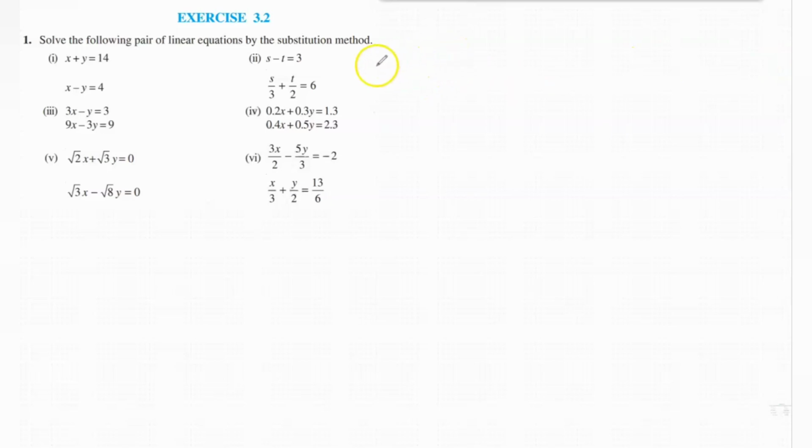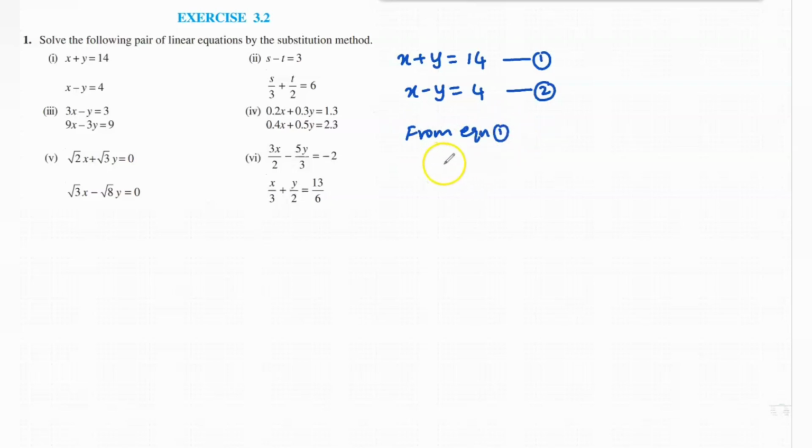Let us take x plus y is equal to 14 as equation number 1, and x minus y is equal to 4 as the second equation. From equation number 1, let us take y is equal to, keeping y aside and sending x to the other side, we will get 14 minus x. So this value y is equal to 14 minus x we will substitute in equation 2.